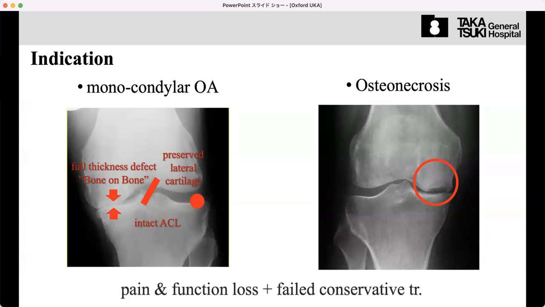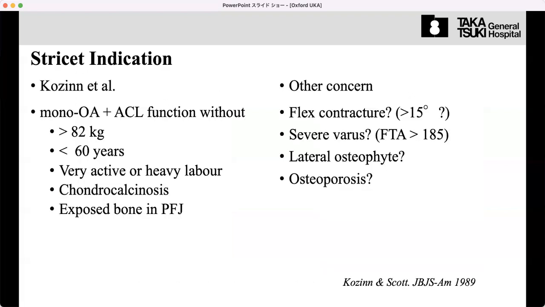And of course, continuous pain, function loss and failed conservative treatment. Even if the patient has such osteoarthritis, if the patient has no pain and no disturbance of daily activity, we never do the surgery. Of course, this is common sense.